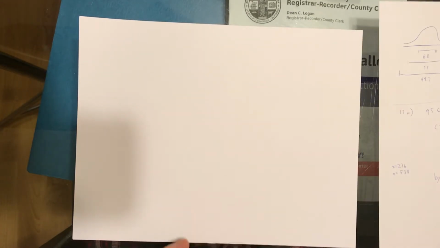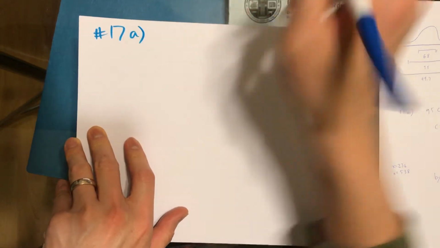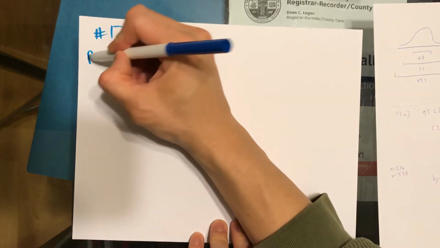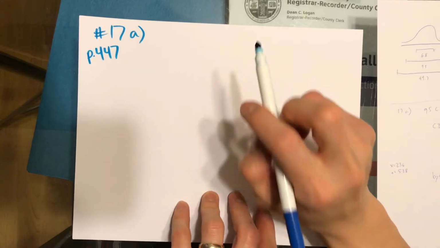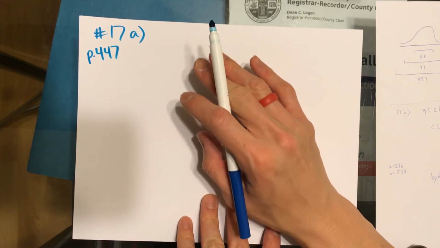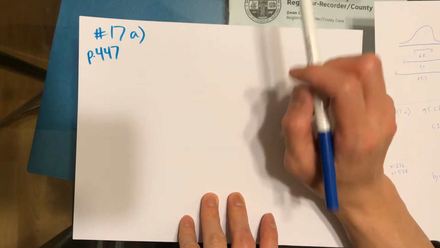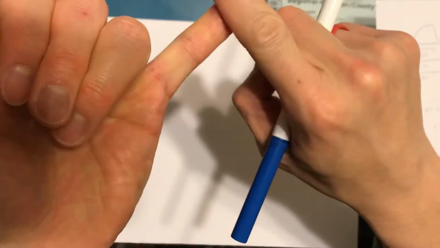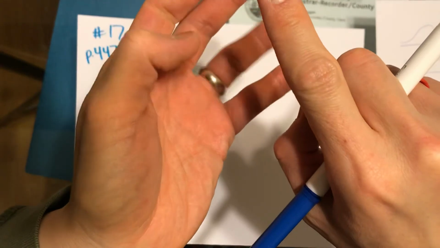Okay, so let's try number 17, and I want to just do 17A. This is on page 447. Let's actually construct a 95% confidence interval. So go ahead and pause the video and read to yourself what number 17 is about. And then you should get your p hat, your q hat, and your n.